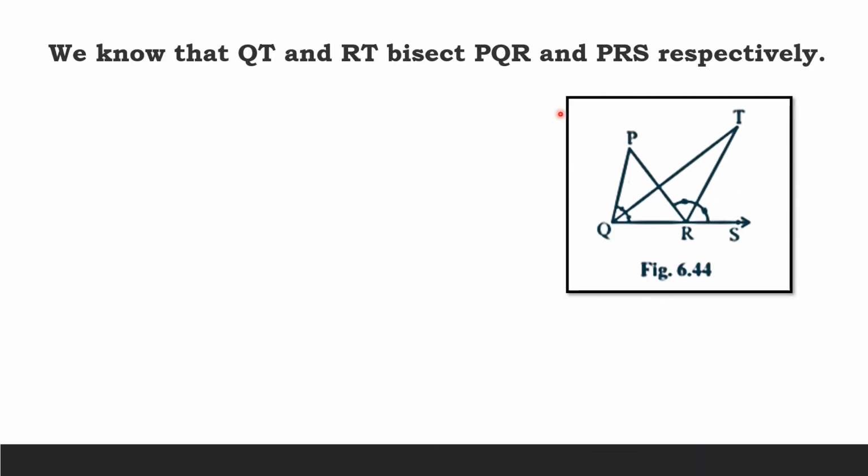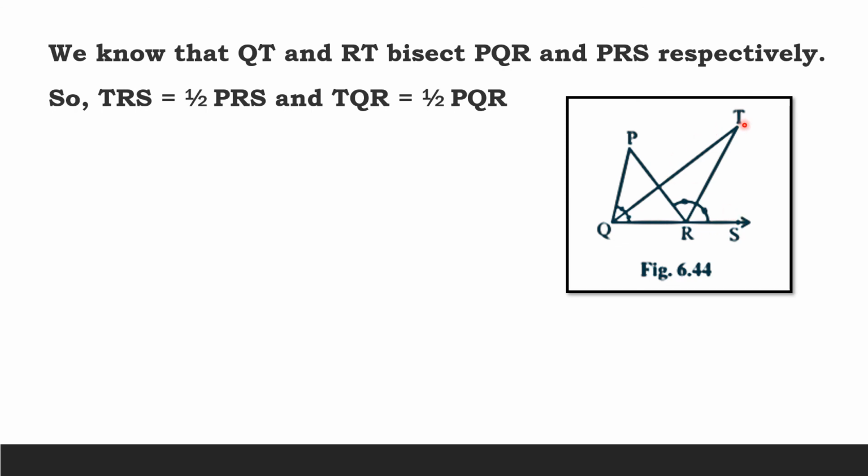We know that QT and RT are bisectors of PQR and PRS respectively. So TRS would be half of PRS because RT is the bisector of PRS. And TQR would be half of PQR because it is the bisector of PQR. So its measure would be half of PQR.